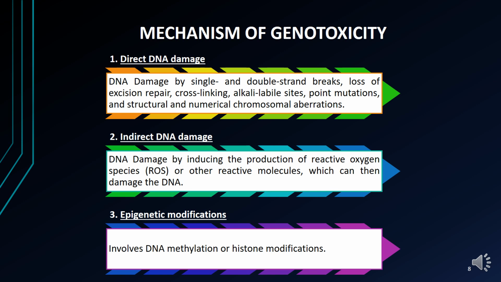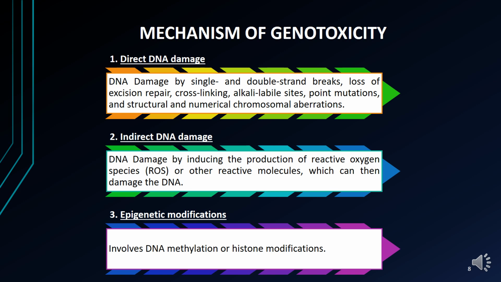So, there are some mechanisms of genotoxicity. There are chances of direct DNA damage, indirect DNA damage, and epigenetic modification. If direct DNA damage occurs, there are mechanisms like single and double strand breaks, loss of excision repair, cross-linking, alkali-labile sites, point mutation, and structural and numerical chromosomal aberrations. Second, indirect DNA damage. This mechanism involves the production of reactive oxygen species, and those reactive oxygen species or molecules lead to DNA damage. This is the indirect mechanism.